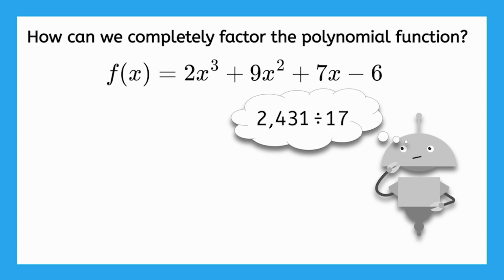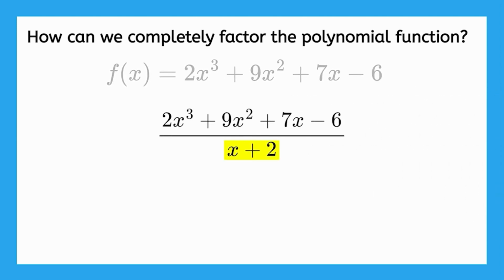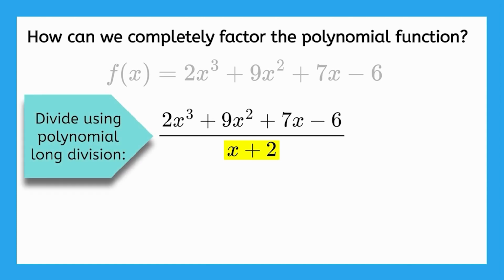So let's think back to 2,431. Once we knew that one of its factors was 17, it was much easier to find the remaining prime factors. So if I gave you a factor to start you off, what could you do with that information? For example, if I told you that one of the factors of f of x was x plus 2, what would you do? In Algebra 2, you learned how to use long division to divide polynomials by other polynomials. In fact, go ahead and try that in your notes. See if you remember how to use long division to divide f of x by x plus 2.